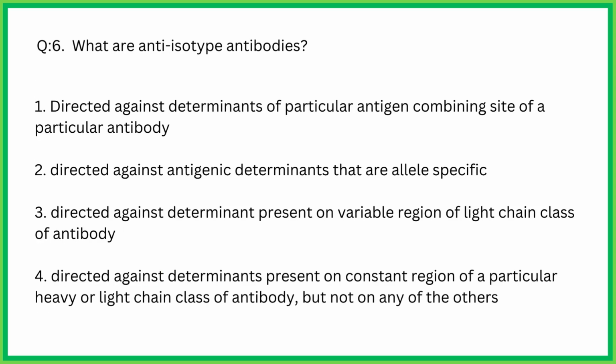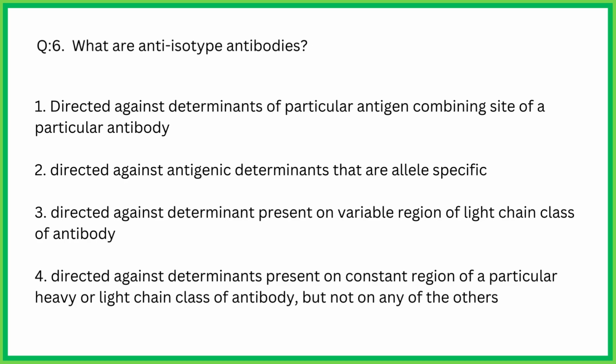Question number 6. What are anti-isotype antibodies? Option 1, directed against determinants of the particular antigen combining site of a particular antibody. Option 2, directed against antigenic determinants that are allele specific. Option 3, directed against determinants present on the variable region of light chain class of antibody. Or option 4, directed against determinants present on the constant region of a particular heavy or light chain class of antibody, but not on any of the others.